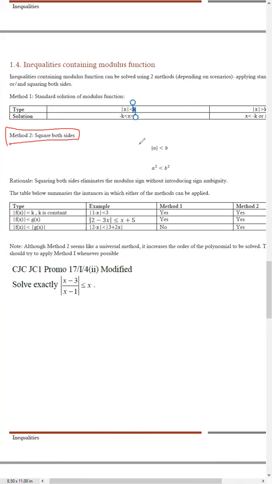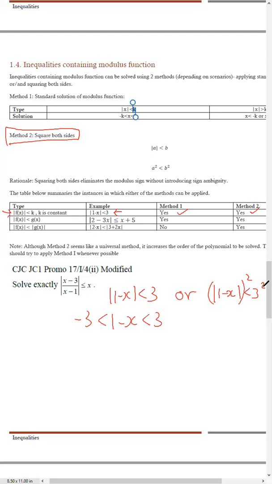I have a table here to summarize which of the methods I can apply. In the first case, |f(x)| less than k, I'll be using method 1. If I want to choose method 2, also can, which means I can square both sides. For example, |1 minus x| less than 3. I can use method 1, which is to rewrite this as x between -3 and 3, or I can choose to square both sides. Both methods are possible.